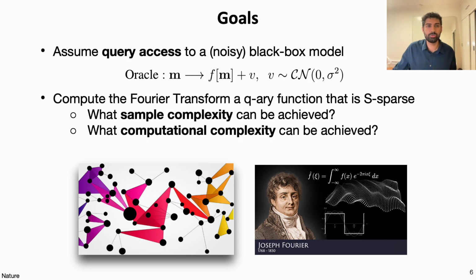Ultimately, we're going to assume we have query access to the model. That is, there's some kind of oracle, and given some sequence, it will tell us the function value at that sequence plus potentially some noise, in this case complex Gaussian noise. If our Fourier spectrum is S-sparse, then we want to ask how many times we need to query this oracle. That is, what is the sample complexity we can achieve, and also what is the computational complexity we can achieve with that sample complexity?